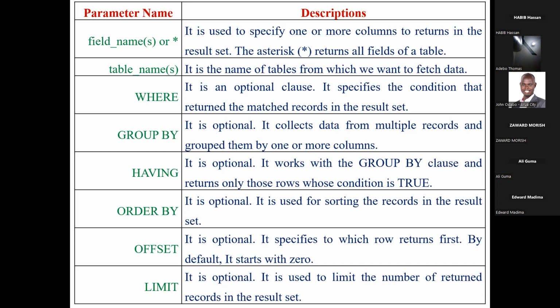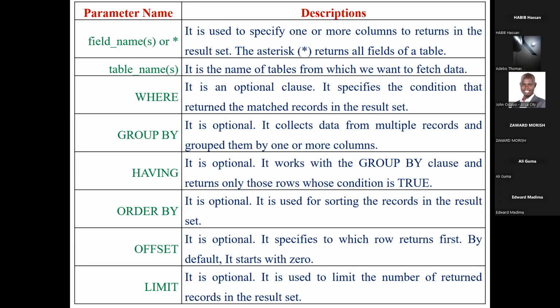So if you go into the table, it will pick for you all the customers whose names, maybe their first names, belong to a particular character. Then we have offset. It specifies which row returns first by default.